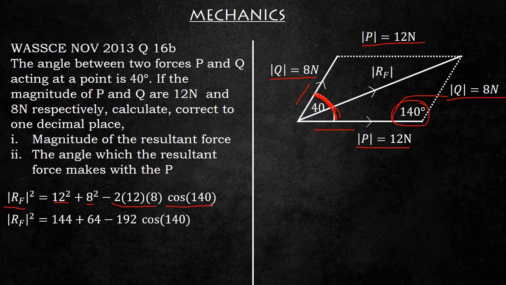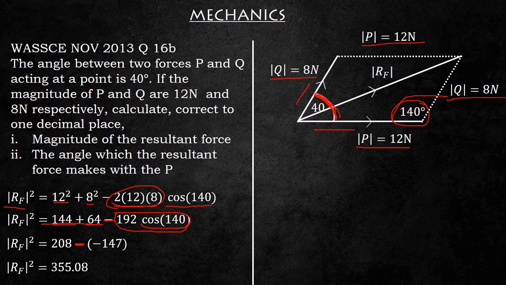So when I square 12, I'm going to get 144. When I square 8, I'm going to get 64. When I multiply these numbers over here, I'm going to get 192. Remember that the sign over here is negative, very important. When I add 144 and 64, I'm going to get 208. Now when I do cos 140 and multiply that by 192, I'm going to get negative 147, because the cos of 140 is a negative number. There is a negative over here too, so negative times negative will give me a positive number.